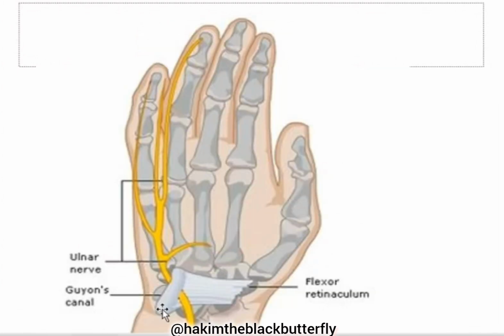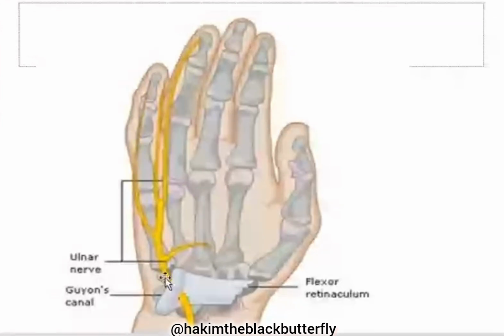So this is the piso-hamate ligament between the pisiform bone and the hook of the hamate. Below the piso-hamate ligament, the ulnar nerve passes, as it is going to supply these two fingers, the ring finger and the small finger. Generally, this ulnar nerve supplies the medial third of the hand, the small finger and the ring finger.